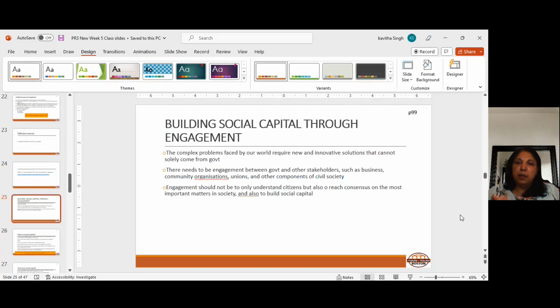The complex problems faced by our country or our world require new and innovative solutions that cannot solely come from the government. There needs to be engagement between government and other stakeholders, such as businesses, community organizations, unions, and other components of society. Engagement should not only be to understand citizens, but also to reach a consensus on the most important matters in society and also to build social capital.